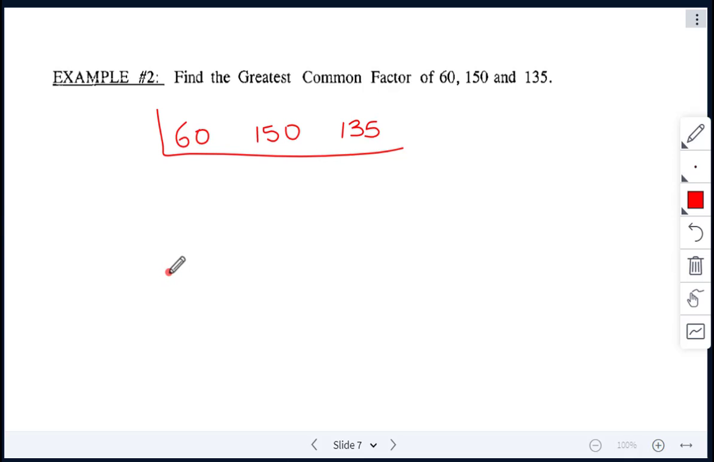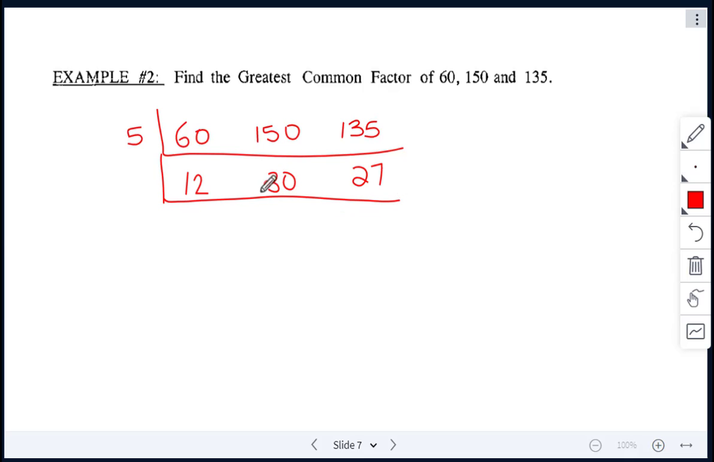All three of those numbers are going to be divisible by 5, because they end with 0 or 5. And 5 is a prime number. So 60 divided by 5 gives me 12. 150 divided by 5 is 30. And 135 divided by 5 is 27. If you do need to use your calculator here, feel free to use your calculator.